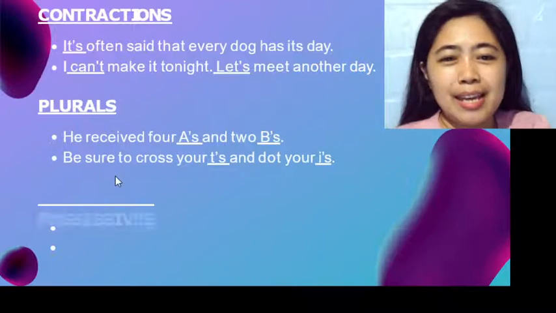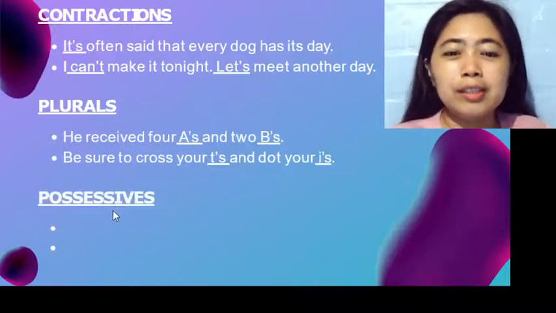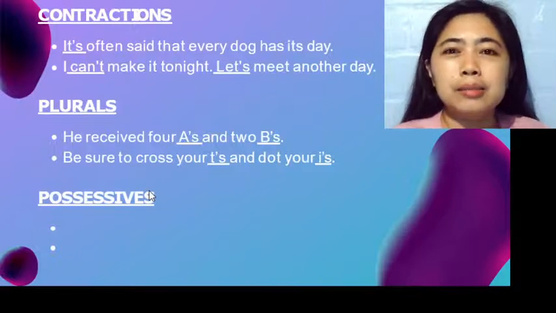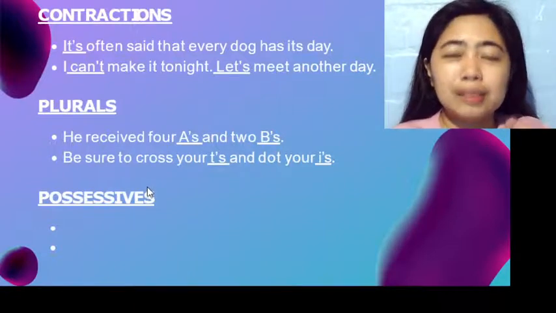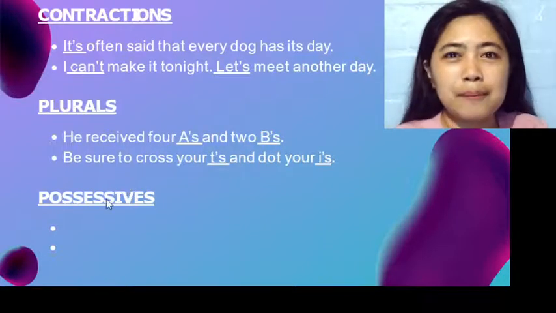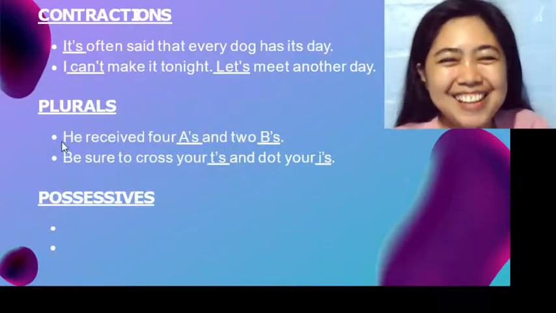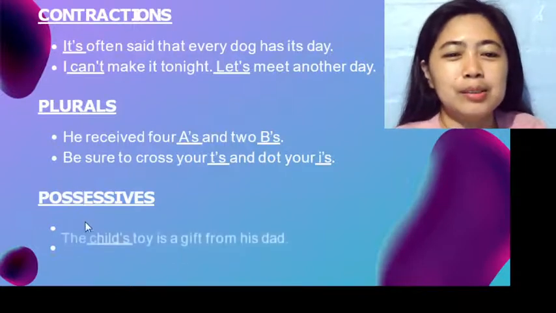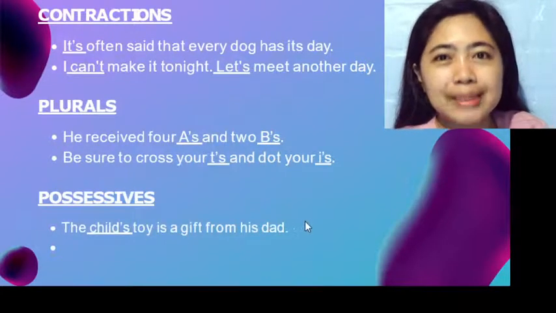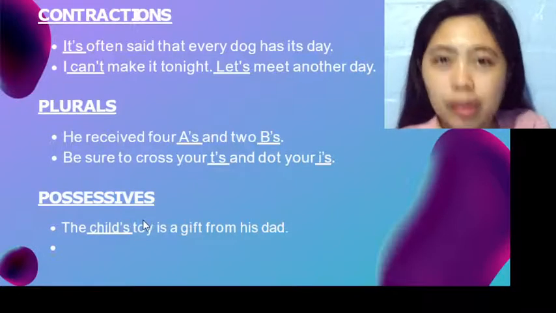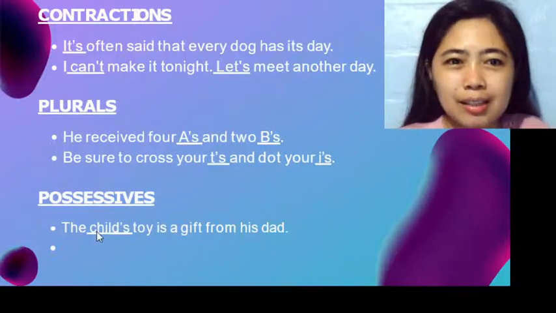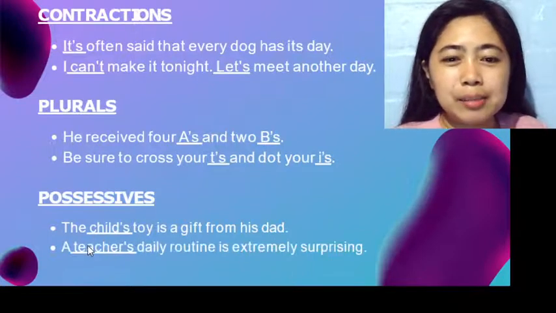Another use of the apostrophe is for possessives. Possessives show ownership. You own something, you possess something, not you are possessed. So we have here an example: the child's toy is a gift from his dad. Who owns the toy? It is the child, the toy of the child.